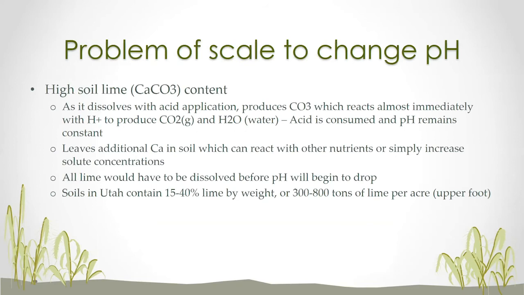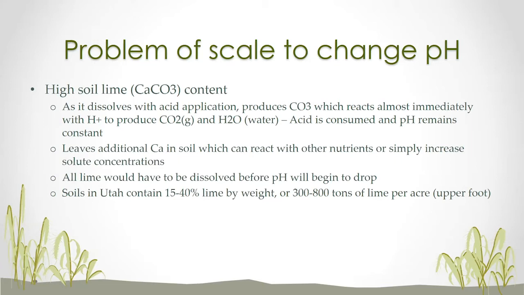This neutralization reaction that happens when calcium carbonate dissolves is very instantaneous. It happens very, very quickly, and we get the production of carbon dioxide gas and water. So we get no net change in hydrogen ion in the system. It's consumed. It leaves additional calcium back in the system that can continue to react and so forth. We said that all lime would have to be dissolved before we can start to drop the pH.